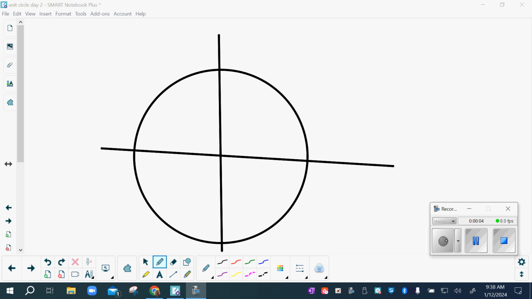Let's recap where we were at yesterday. Yesterday we said that is 0 degrees, and that was 90 degrees. That was 180 degrees, and this was 270. And I also know that this was 1 comma 0 and 0 comma 1.